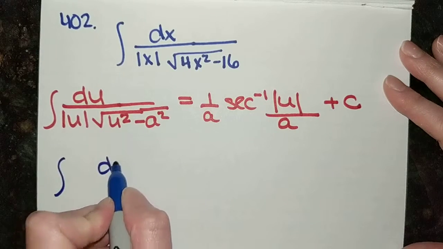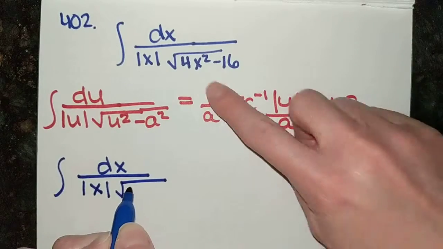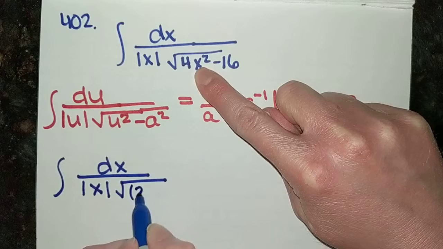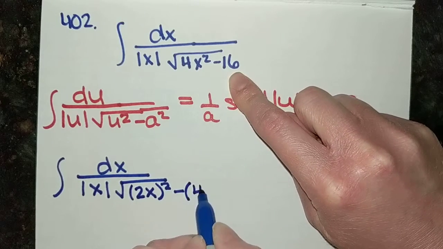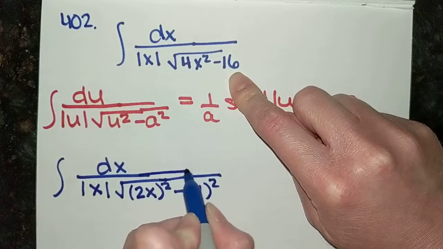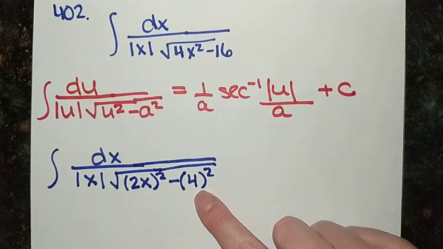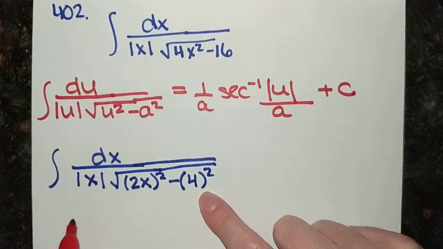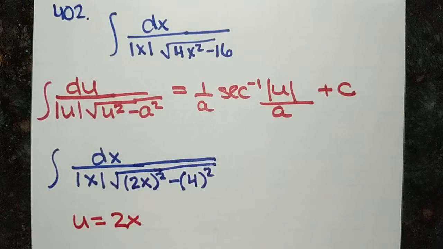So you have your dx, you have your absolute value of x, square root. This 4x squared would become a 2x quantity squared, minus the 16 is a 4 squared. That's your starting point. If you look inside that radical, the only thing you can choose for u is that u is equal to 2x. But you have to match this up.